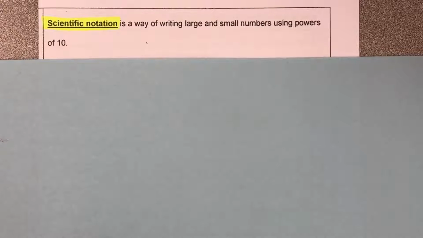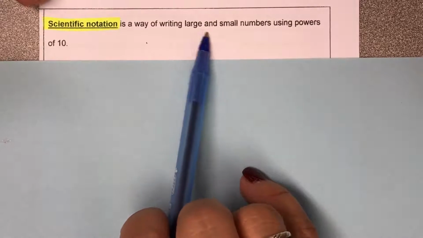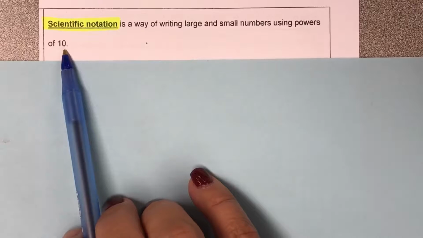In this video, we'll be talking about scientific notation. Observe a pattern, see how to write a number in scientific notation. And first of all, what is scientific notation? That is just a way of writing any number. So scientific notation is a way of writing large and small numbers using powers of 10.